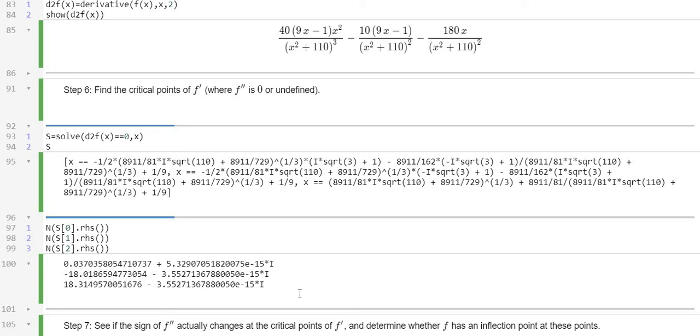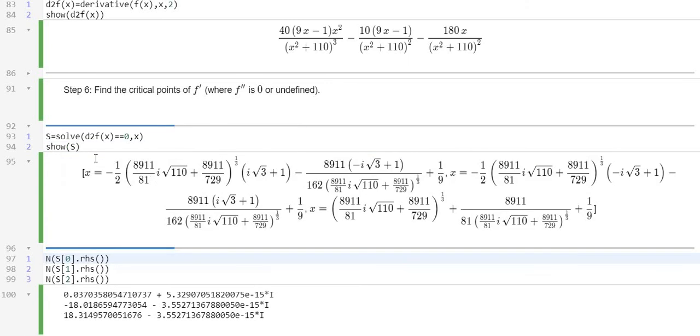See this I stuff over here? That's imaginary numbers. And in fact, maybe we should even show, let's see what it looks like if we show this solution set. See that there's this I in here at various places. So I is the square root of -1, okay? Imaginary number. We don't care about imaginary numbers. Those don't show up on our graph.